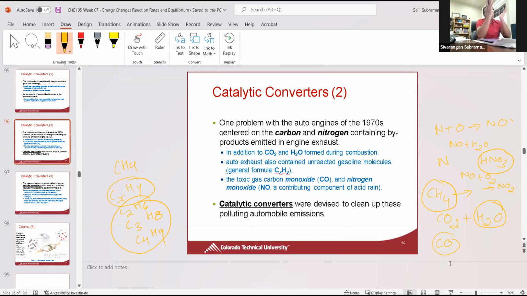These days, the engines are much more efficient. They don't let these things happen. So most cars, I think, still come with a catalytic converter, but I don't think it's as big of a deal as it was back in the day because of technology development.